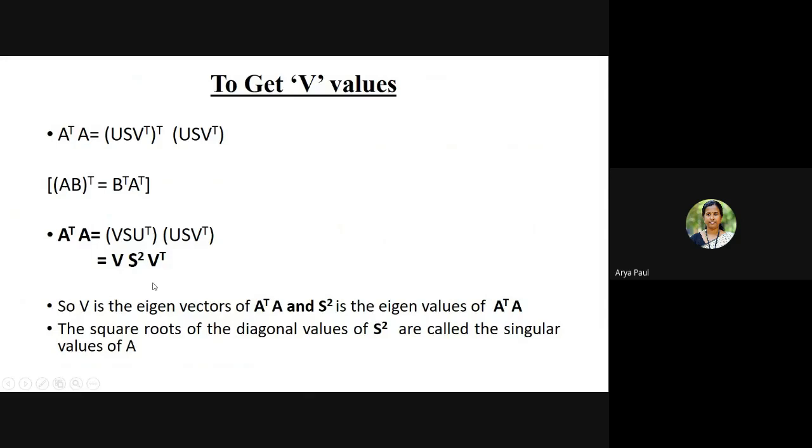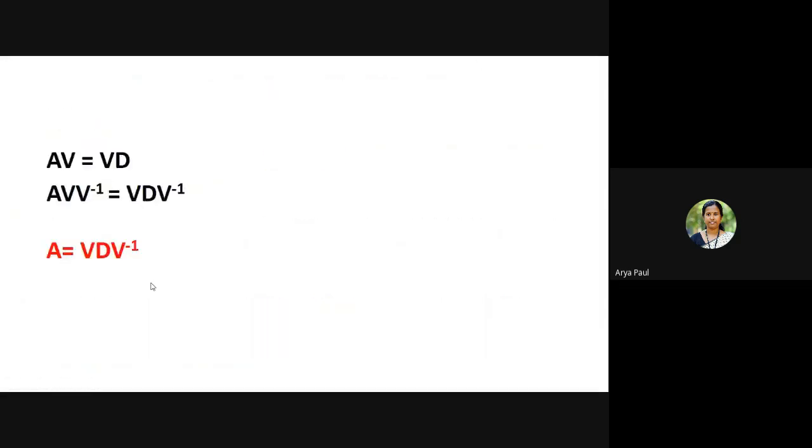If you are not remembering eigen decomposition, we will go back to eigen decomposition. You are decomposing a matrix. This is eigen decomposition, the eigenvalue decomposition you have done in the previous class. A equals V into D into V inverse, where V is the eigenvector matrix and D is the diagonal matrix of elements which are eigenvalues, isn't it? So V into D into V inverse.